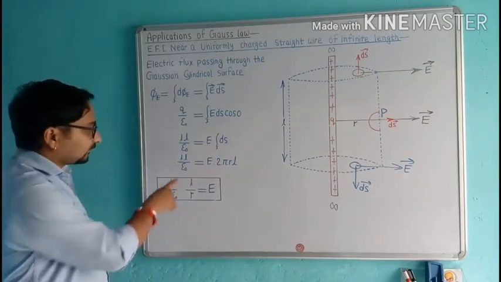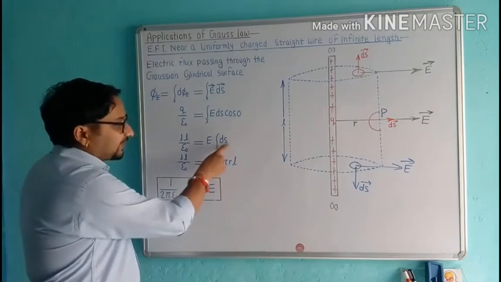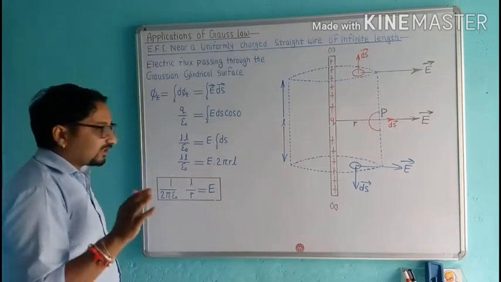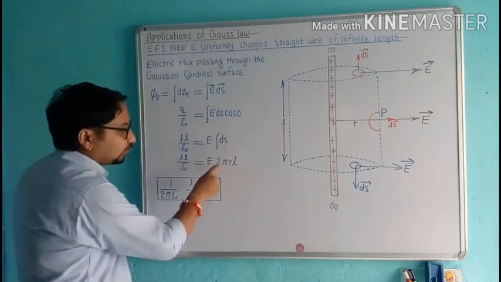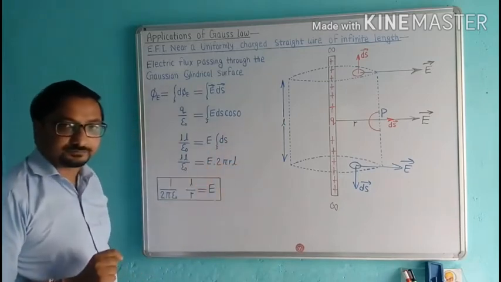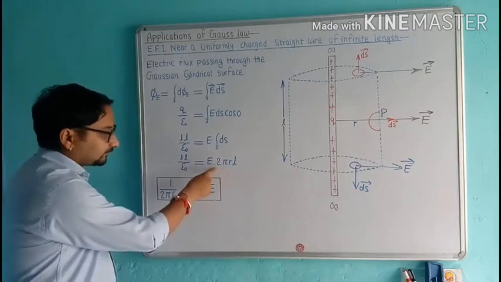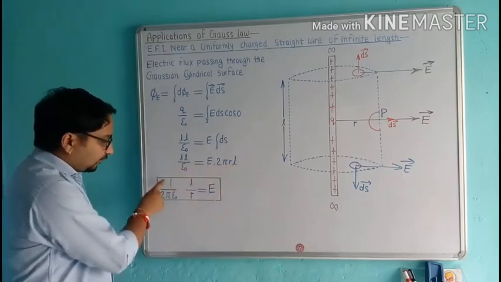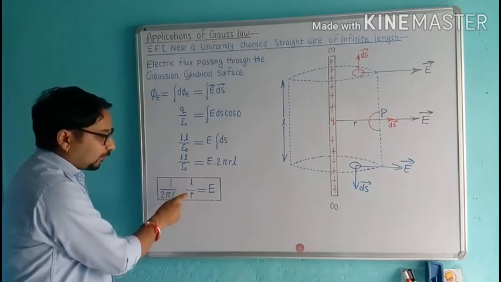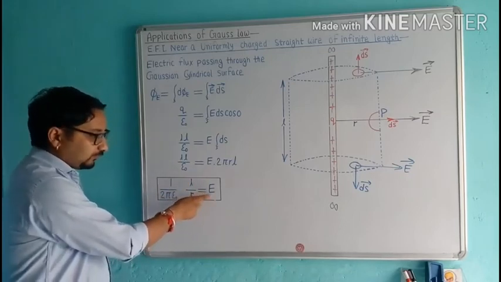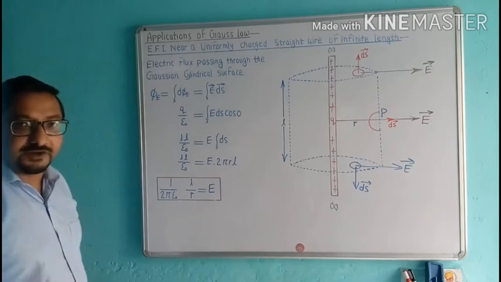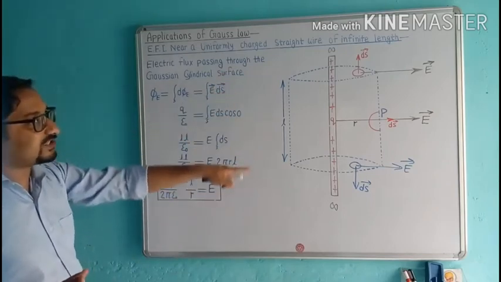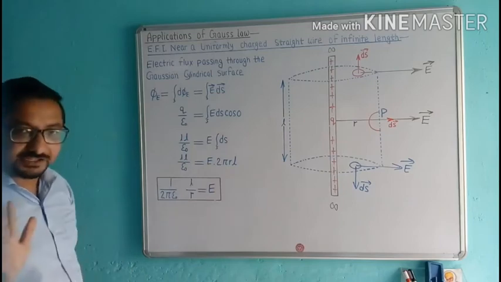Now this represents the curved surface area of the cylinder, and the curved surface area of the cylinder is 2 pi r L. So we take 2 pi r L in the denominator, and we get E equals 1 upon 2 pi epsilon naught times lambda upon r, which is the value of the electric field intensity near the uniformly charged straight wire of infinite length.